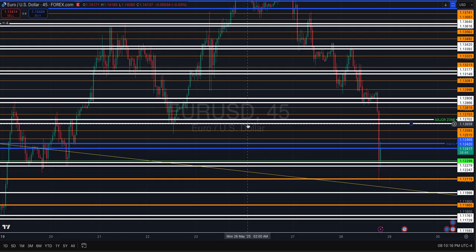That's where I'm looking for my main setups. When they occur around the major levels, that gives me more confidence to take the setups.